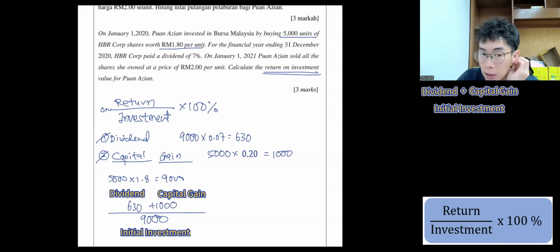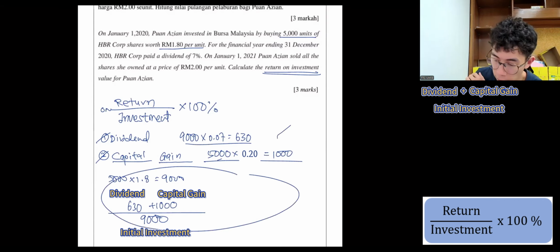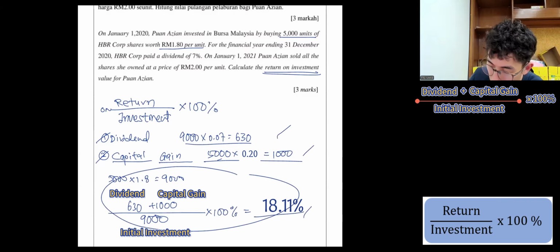Students, the names dividend and capital gain, I mentioned them from a shareholder's point of view, or maybe some describing point of view in case they need it. In your exam, you don't have to write that. In your exam, write this, good enough. Then times 100%, so you will be able to get your ROI in percentage.